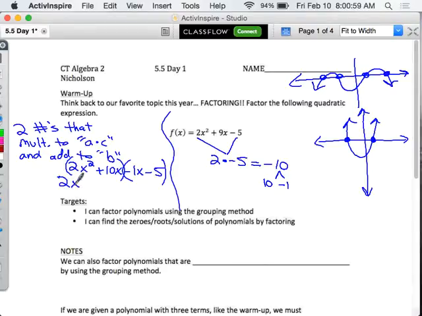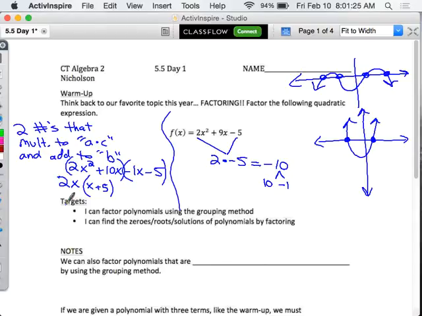So 2x. Left inside, we would have 2x times what would give me back 2x squared? And the answer is x. And 2x times what would give me 10x? And the answer is 5. Then we do that same thing for this second set of parentheses.